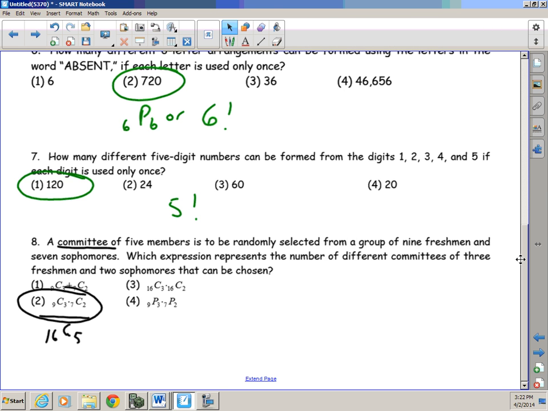Okay? So the key point for today's lesson is that we're talking about combinations. Combinations are where the order doesn't matter. That's the key thing that you need to remember from today's lesson.